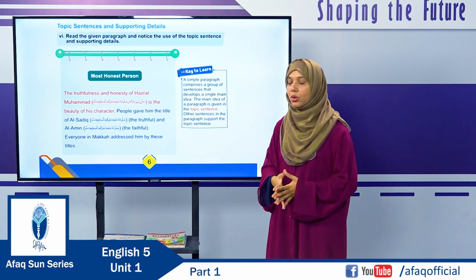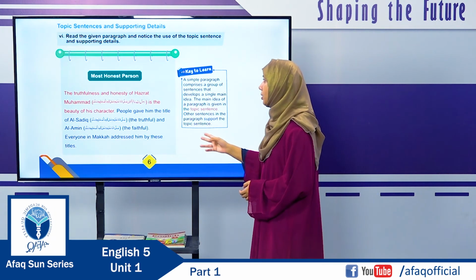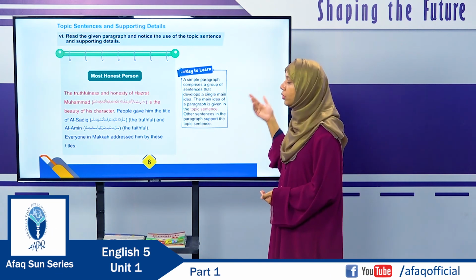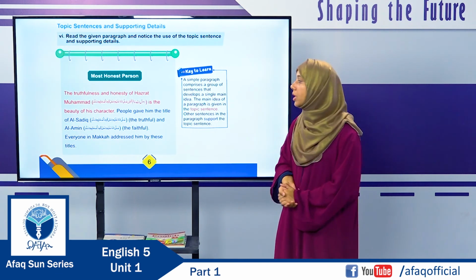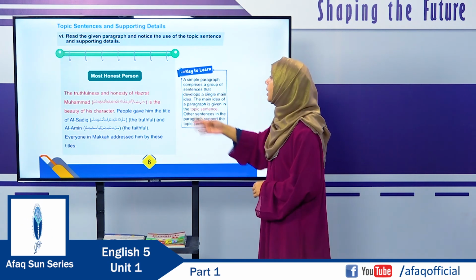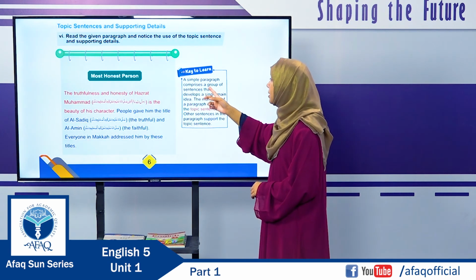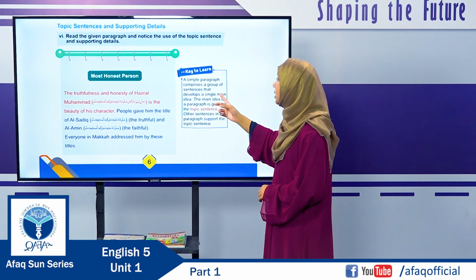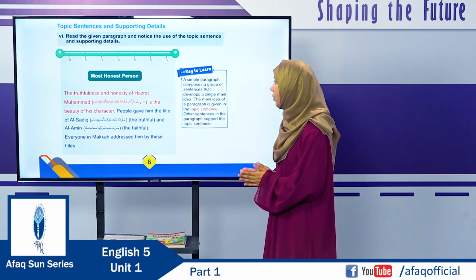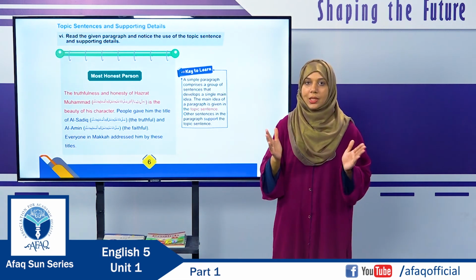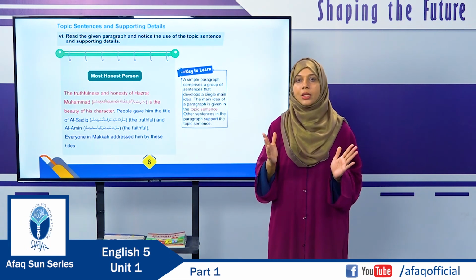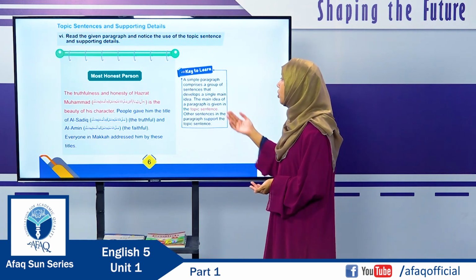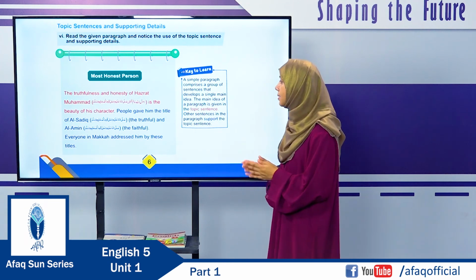On page number 6, you can see a Key to Learn section. In this section, some information about topic sentences and supporting details has been provided. So let's read it together. A simple paragraph comprises a group of sentences that develop a single main idea. So there are different sentences in a paragraph, and all these sentences are related to each other as their topic or the main idea is the same.